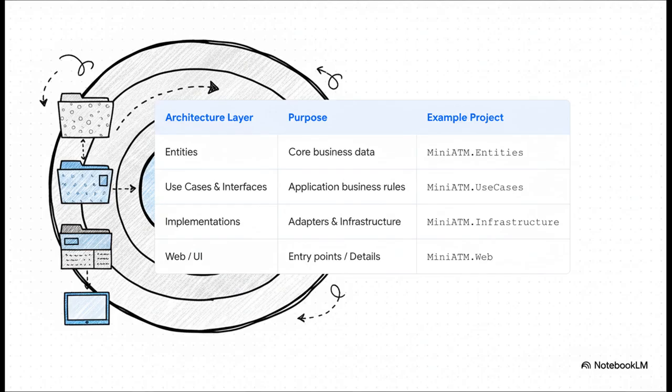Each layer of our onion maps directly to its own separate project. You've got ATM.Entities at the core, then use cases, and so on. But here's what's so powerful about this. It's not just a friendly suggestion. It's physically enforced. The Entities project has no reference to the infrastructure project. That means it is literally impossible for a developer to accidentally make the core business logic depend on a database. The compiler just won't let you do it.